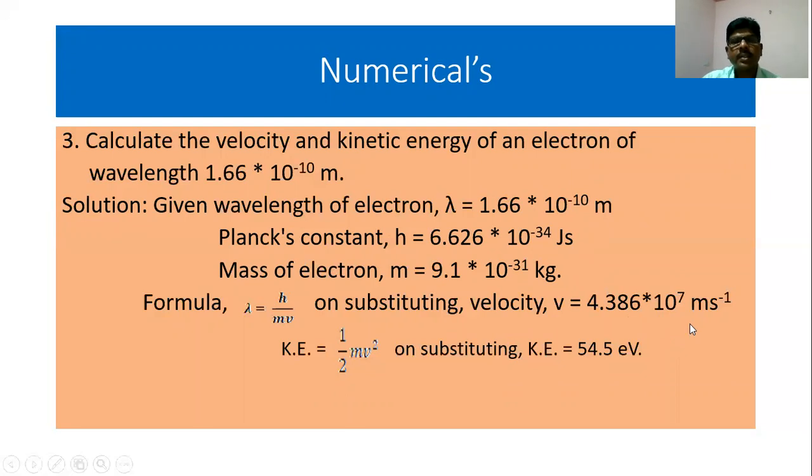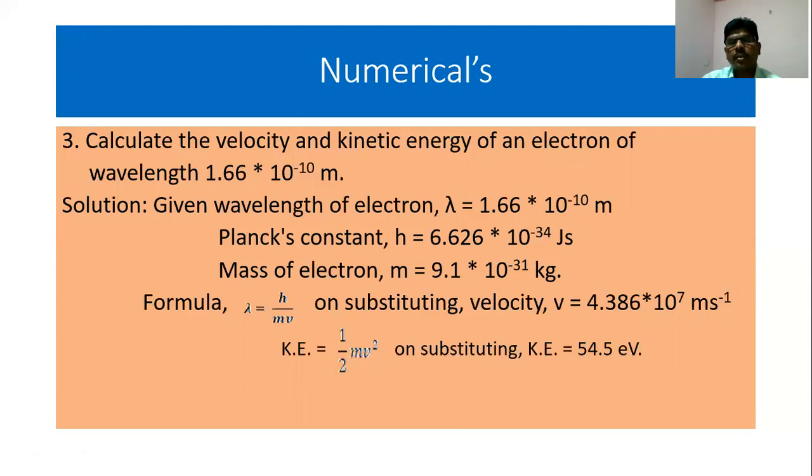The second thing that is asked over here is kinetic energy. The general formula for kinetic energy is half mv square. We know the m value and we have calculated the value of velocity. On substitution, we can get the value of kinetic energy as 54.5 electron volts, which can be converted into joules.